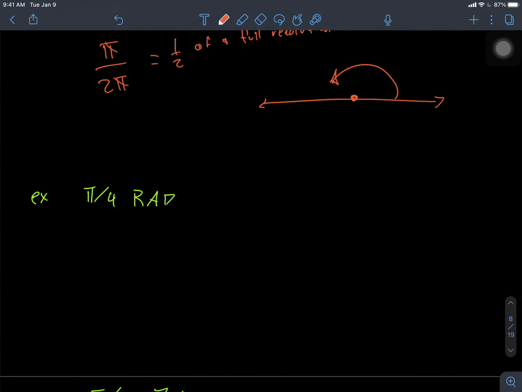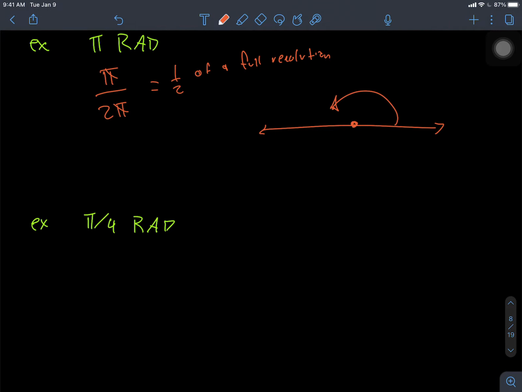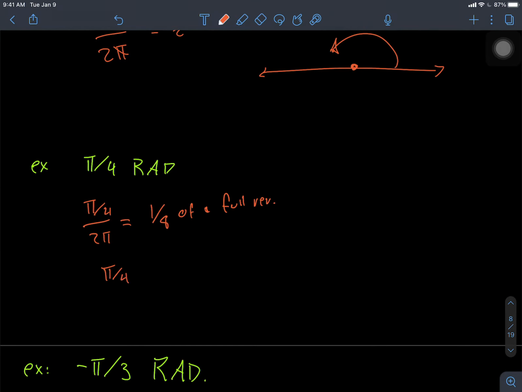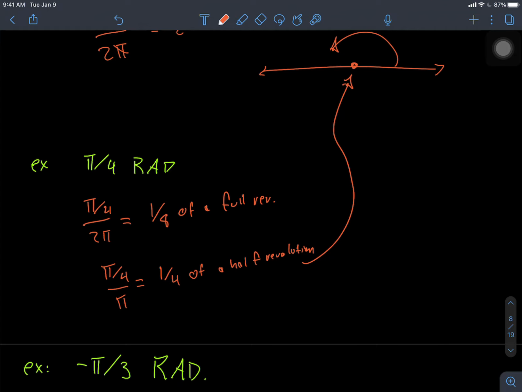Okay, and then pi over 4, well, I can think of this as being 1/8, so pi over 4 over 2 pi would be equal to 1/8 of a full revolution. Or I can think of it as pi over 4 over pi would be equal to 1/4 of a half revolution. So I just consider this half revolution, and I do 1/4 of that. Well, I know that 1/2 of that would look like a right angle, so I know 1/4 of that is going to look like my 45 degrees.